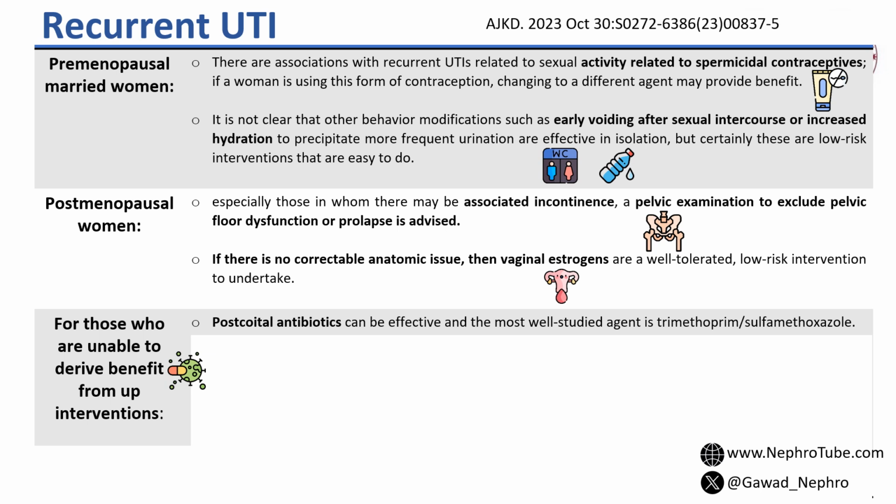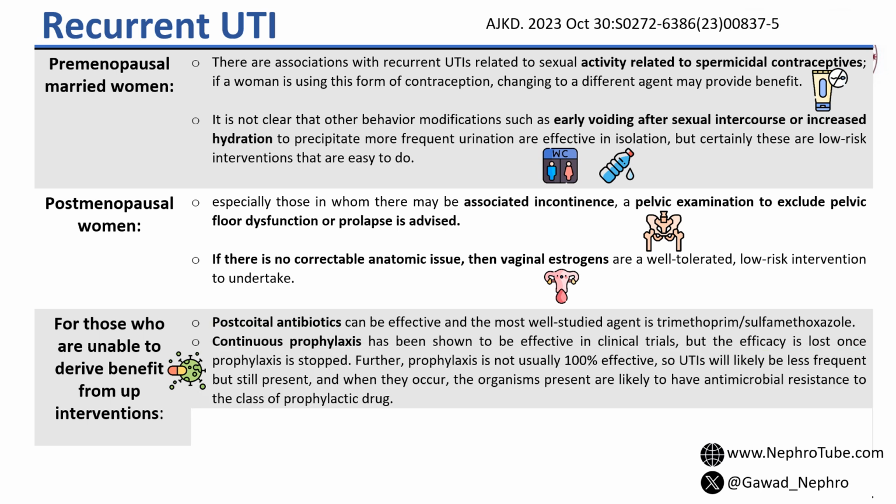The next category: what if a postmenopausal or premenopausal woman still has recurrent UTI although following these instructions? What are the other interventions that we can use in these cases? Regarding sexually active women, we can use post-coital antibiotics, and the most well-studied agent is trimethoprim-sulfamethoxazole. Also, continuous prophylaxis can be used. It is shown to be effective in clinical trials, but it is important to know that the efficacy is lost once prophylaxis is stopped and urinary tract infection may recur.